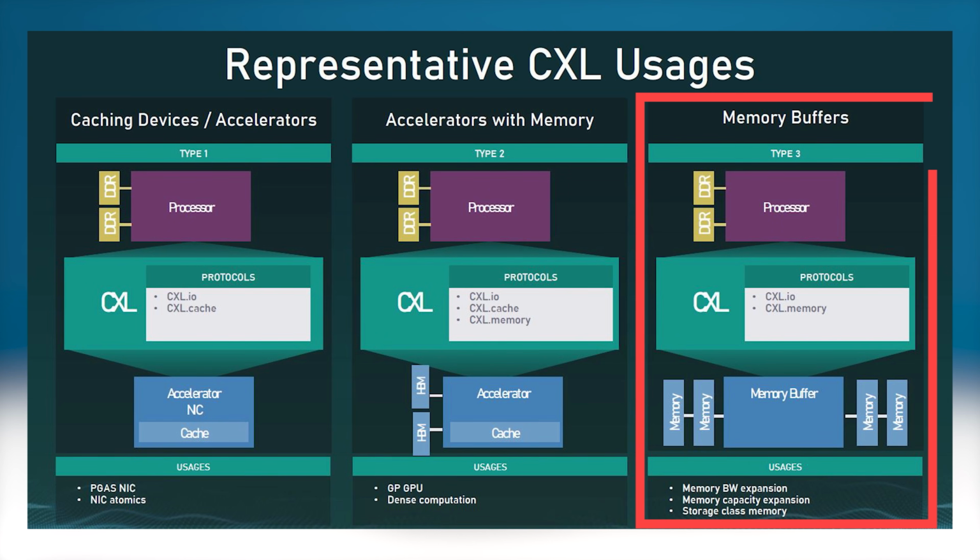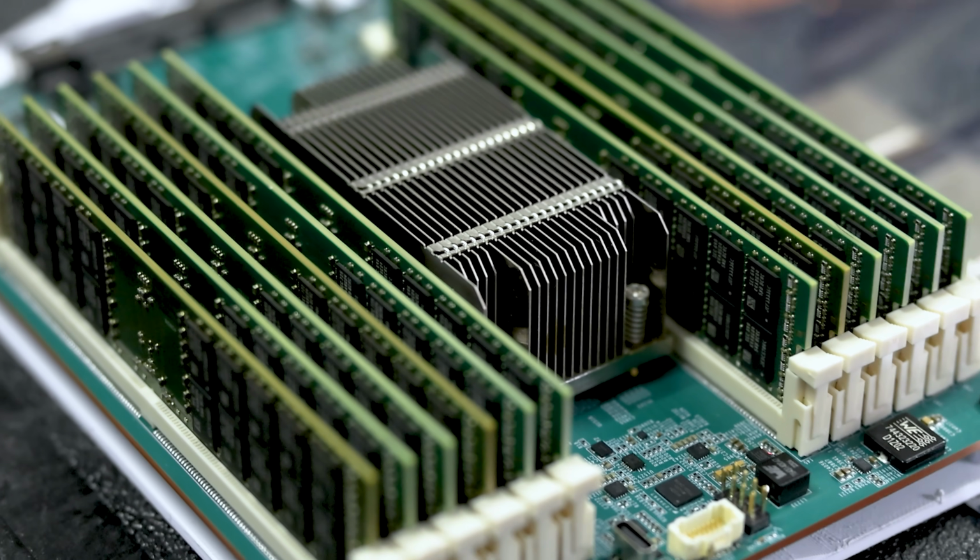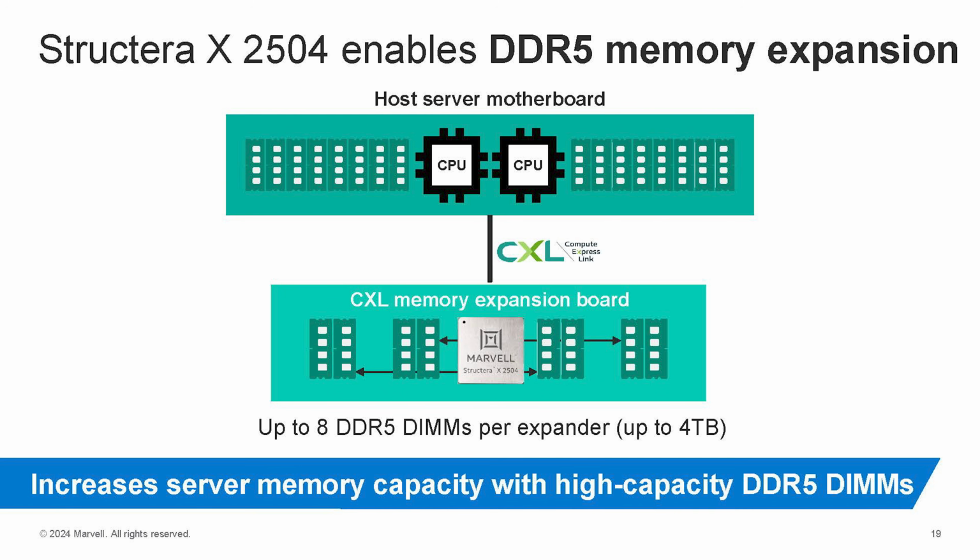Now, the Type 3 device used to be called the memory buffers, but you can also just think about it as memory expansion. And that's really what we're going to look at today when we go to Marvell's lab and look at the Marvell Structera line. But before we get there, I think it's super important to conceptualize what needs to happen to be able to connect memory on a memory expansion device. A couple things need to happen.